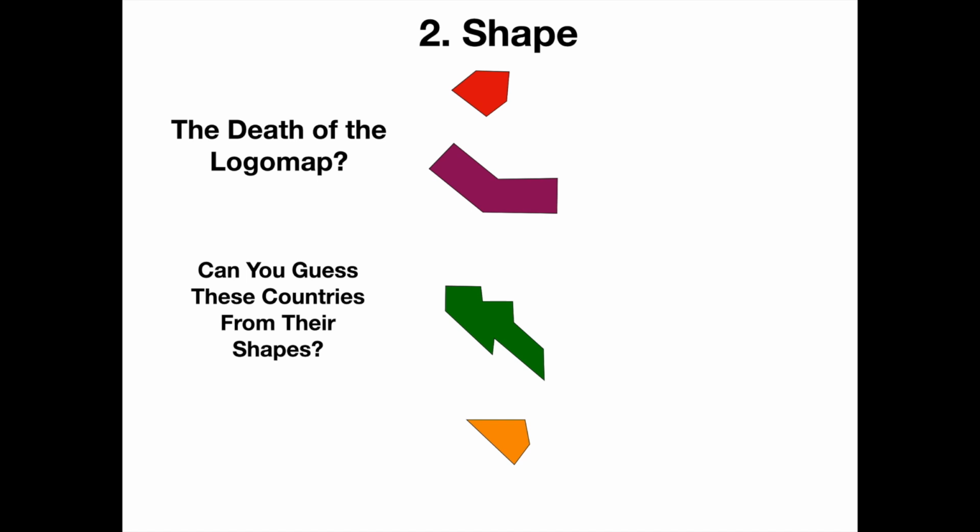And so I just ask if anyone could guess these countries from their shape. I wouldn't have been able to, but anyway, that's the Netherlands, we have Nepal, we have Bangladesh, and we have Costa Rica.